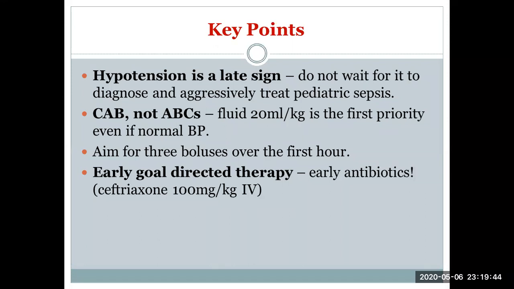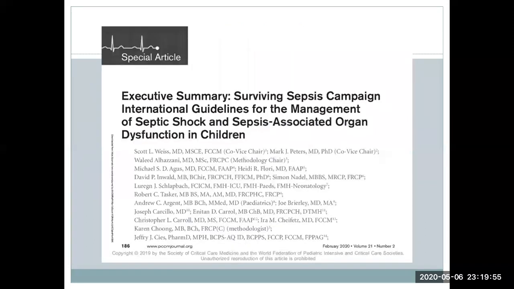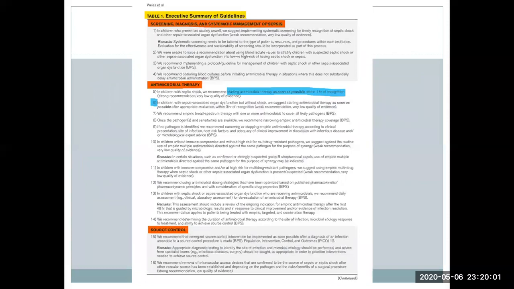Early goal-directed therapy, or early antibiotics, should be provided within the first 60 minutes of presentation and identification. Okay, we'll move just to the executive summary by the Surviving Sepsis Campaign that was released in February 2020. It's almost the accumulation of what we have been saying. I can just discuss with you the PDF file. I can send it to you, and we discuss it and read it some other time.